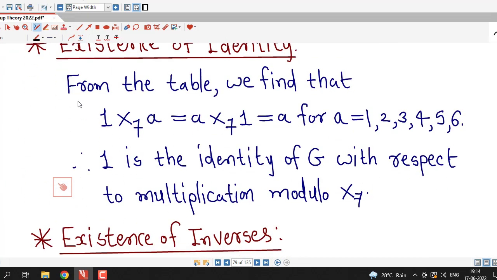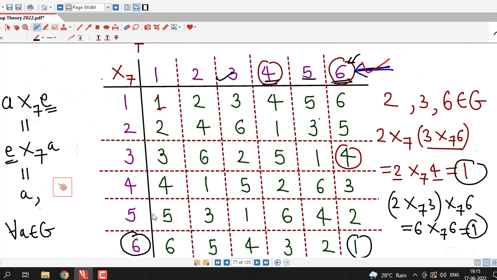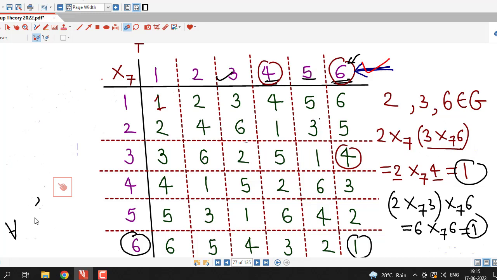So we can write in this way. From the table we find that 1 into A equal to A into 1 equal to A for all A equal to 1, 2, 3, 4, 5, 6 in the given set G. Therefore 1 is the identity of G with respect to multiplication modulo 7. Therefore identity exists in the given set with respect to our operation. The last property for a group is existence of inverses for each element.